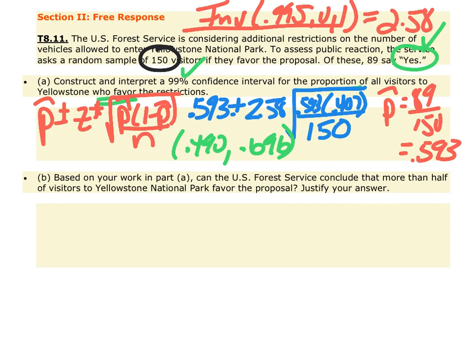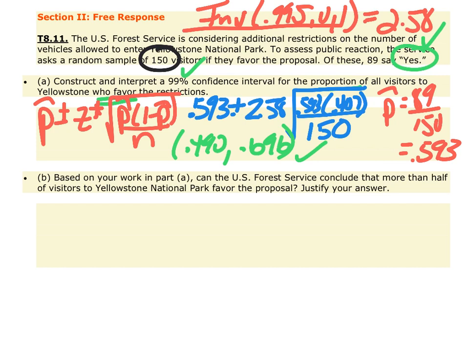Now be careful, don't stop there. When you conclude this, we do have to talk about what we would say. So you need to say we are 99% confident the interval from 0.490 to 0.696 captures the true proportion of all visitors who favor the restriction. Put this in context at the end.